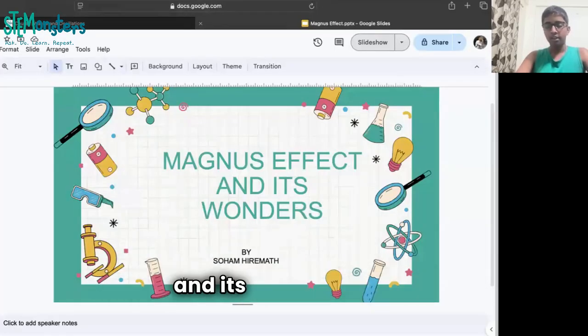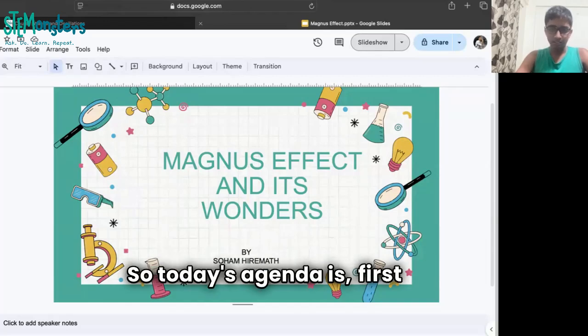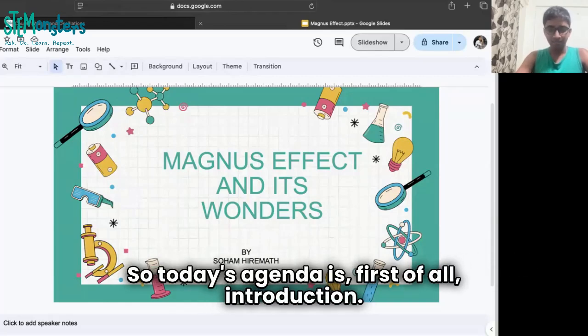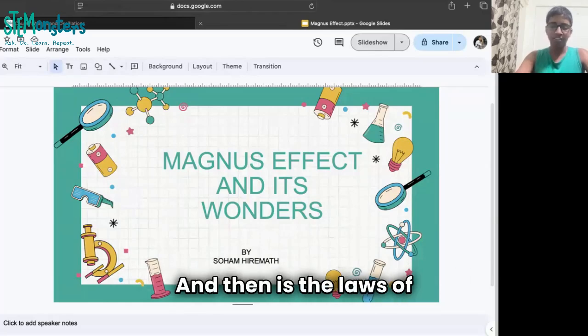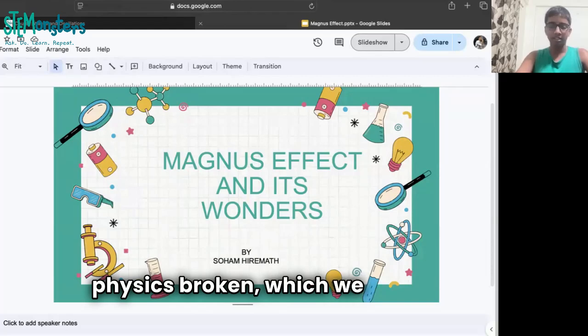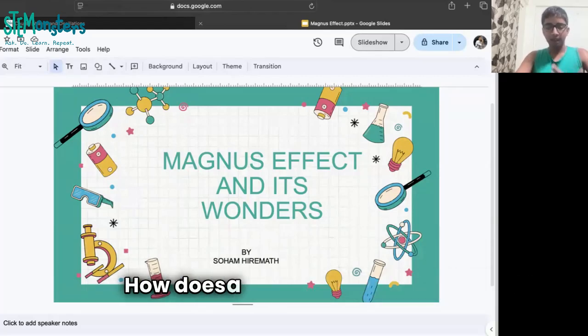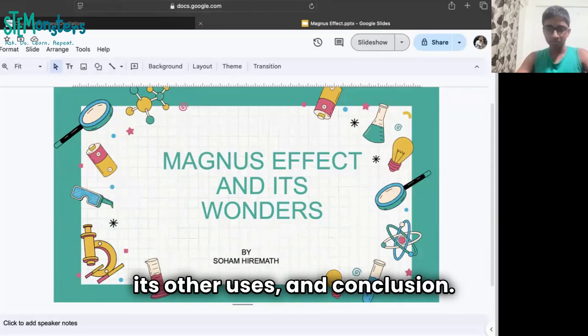Magnus effect, like what it is about and its uses in real life. So let's get started. So today's agenda is, first of all, introduction, and then is the laws of physics broken, which we will discuss. How does a Magnus effect work? Its other uses and conclusion.